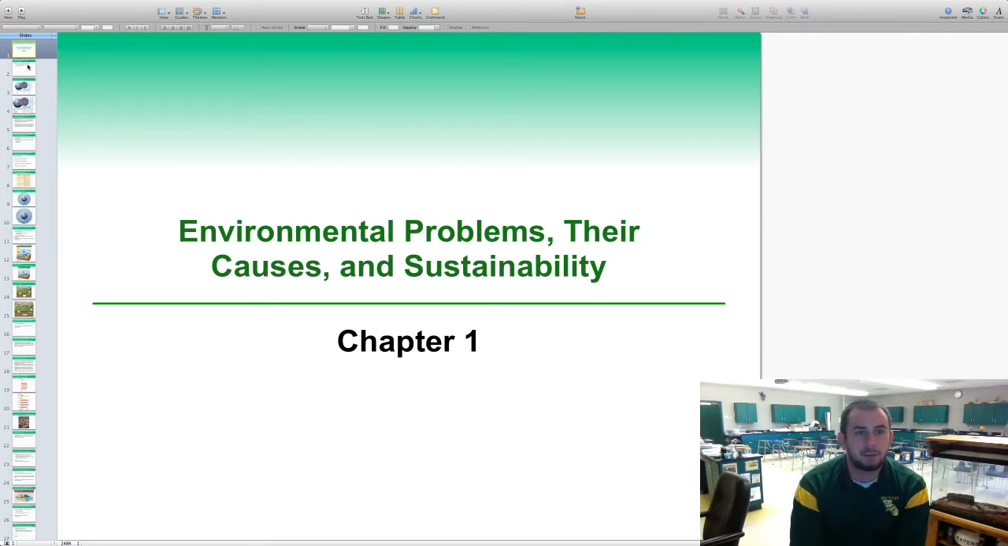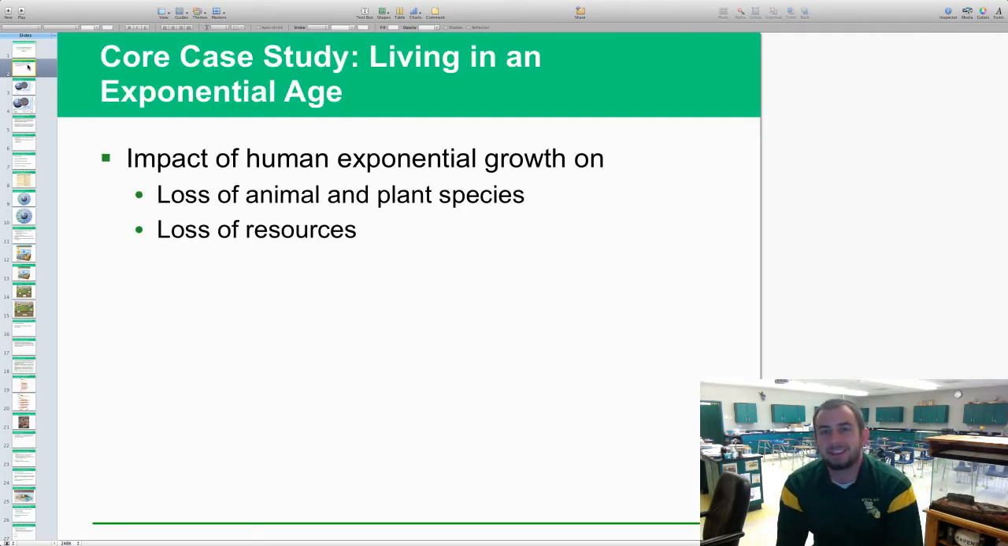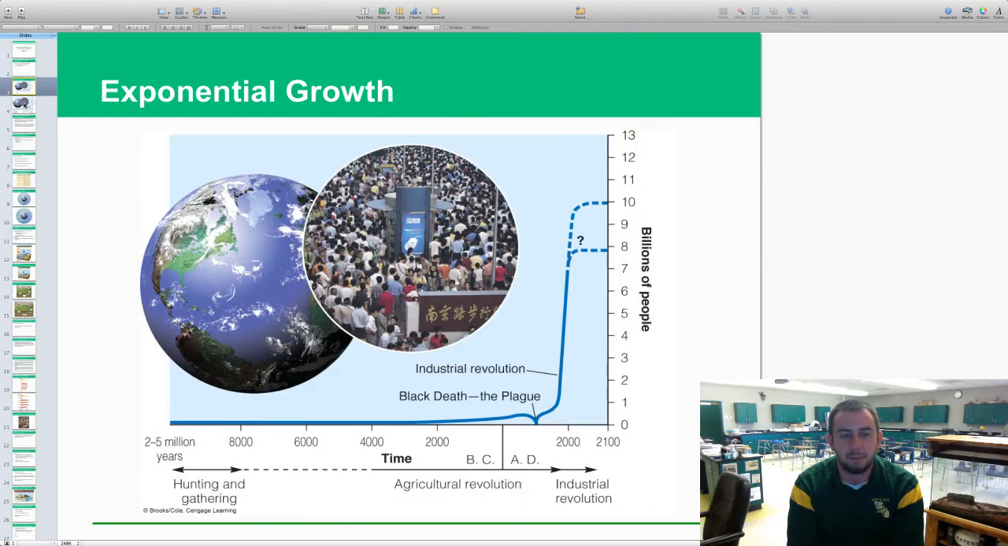So hopefully you either have or you will be exploring the case study on living in the exponential age. The reason why we cover this topic first is that the number one problem that humans have on the environment, and the root cause of it, is population growth. It refers to human exponential growth and how that relates to animal and plant species loss and also loss of renewable and non-renewable resources. All of those things have a major effect on the planet, which is why that was our major topic. Hopefully you did see the gist of it all.